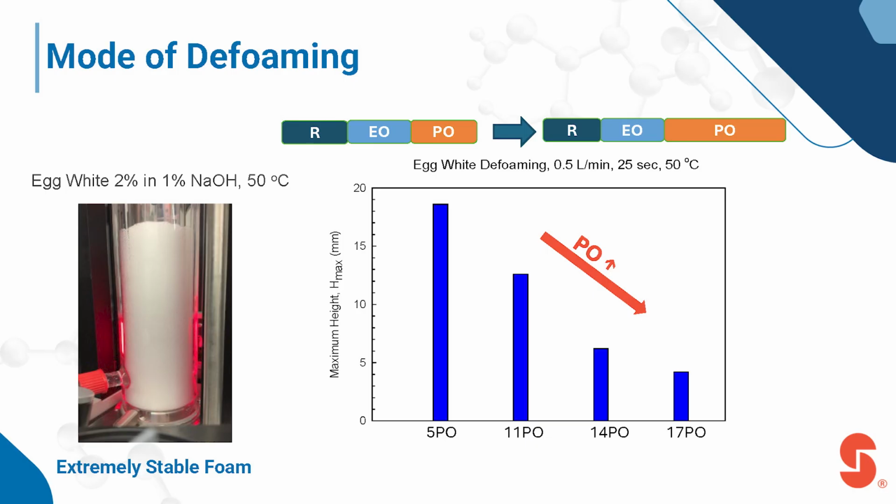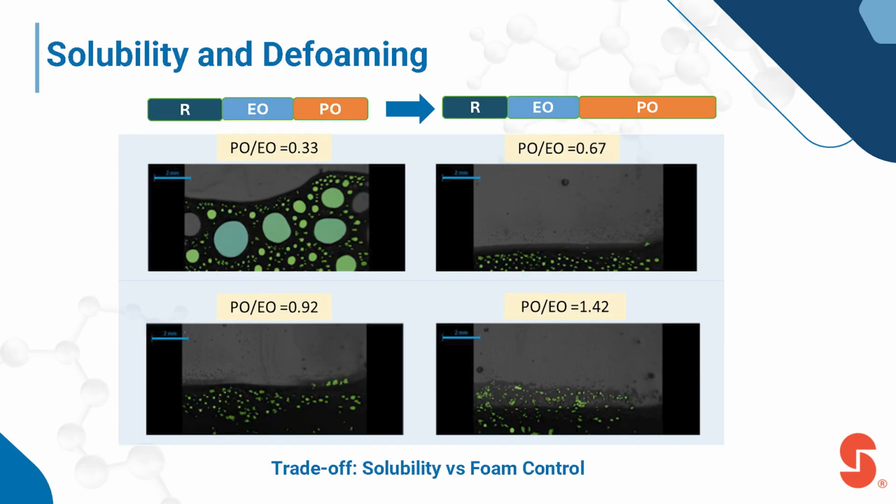Then okay, this is good. So then I want to get a lot of PO. Okay, and what's going to happen? So yes, that's a kind of good idea, but it was just intuition. If you have an unlimited PO number, your molecule is just like polypropylene glycol. That means you have to face some solubility issue.